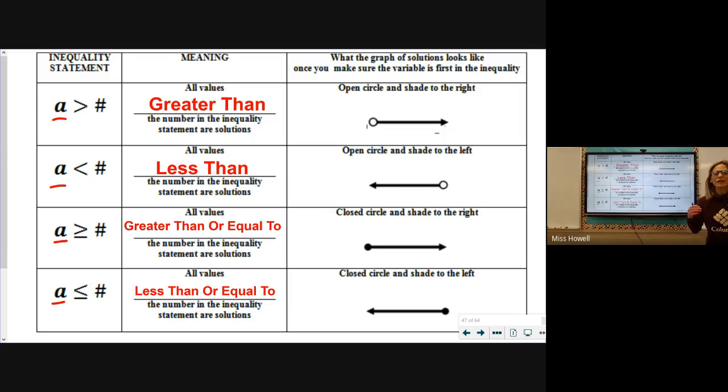If I have a letter bigger than something, I would shade to the right. If I have a letter less than something, I would shade to the left. If I have a letter bigger than or equal to, I would have a closed in circle and shade to the right. If I have a letter less than or equal to, I have a closed in circle and shade to the left. However, if these were flip-flopped, that would not be the resulting graph, so be careful.